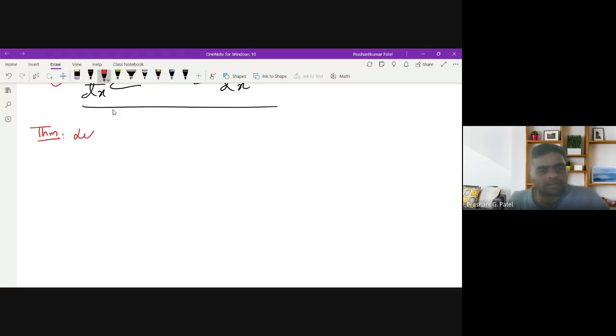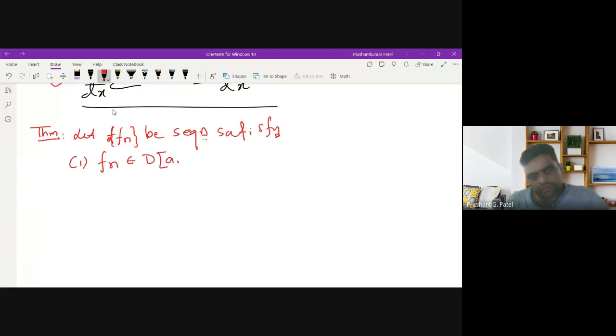Let fn be a sequence of functions satisfying the following conditions. The first one is fn belongs to D of AB. What is D of AB? It is the set of all differentiable functions over the open interval AB. So fn belongs to D of AB, that means fn is a differentiable function over the open interval AB.